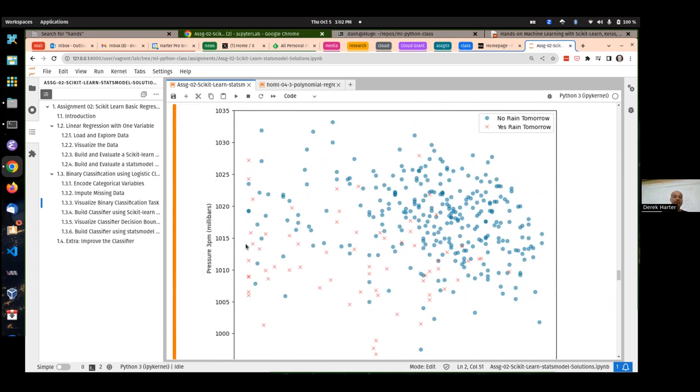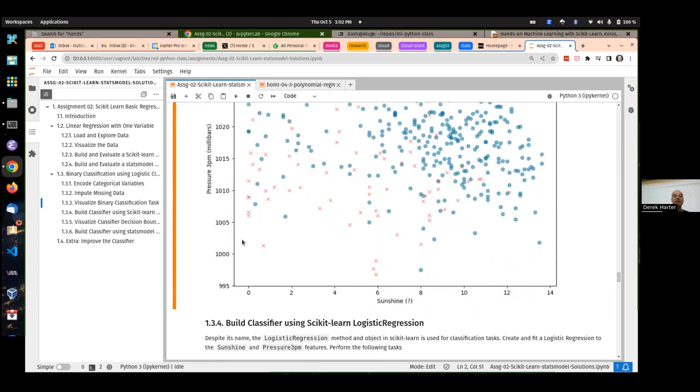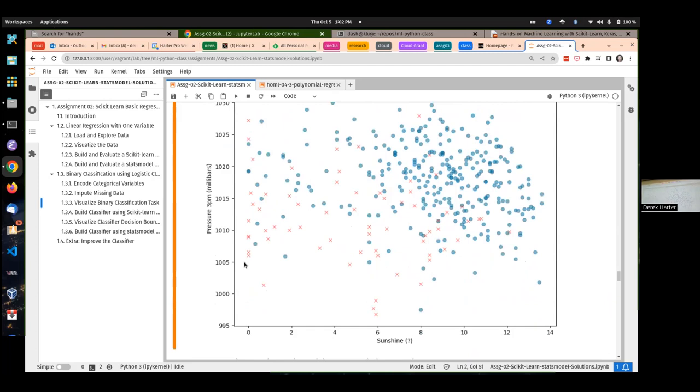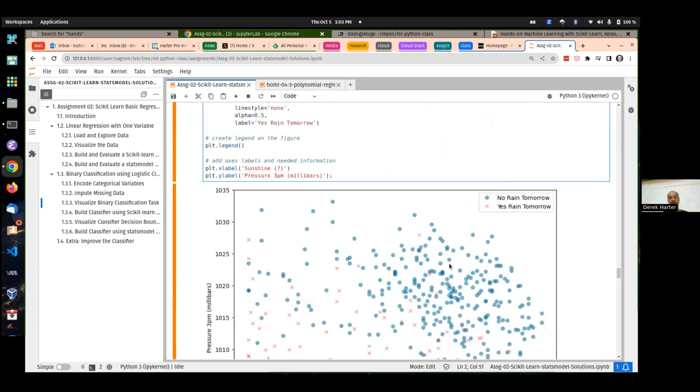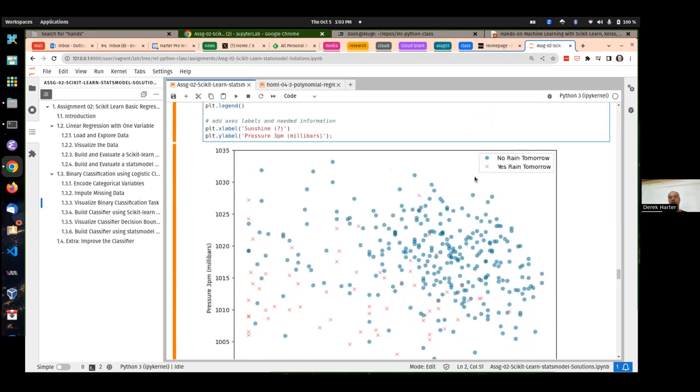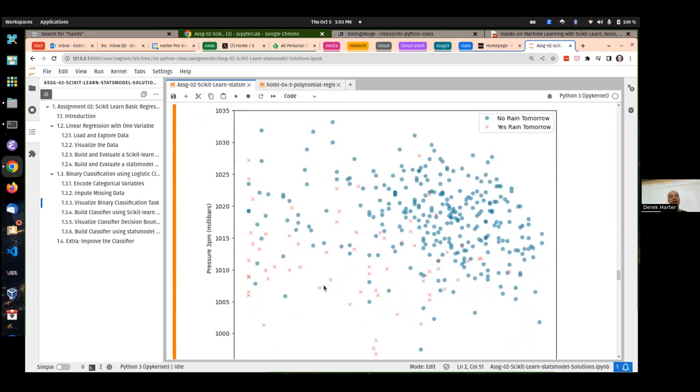So since the two things I selected were both negatively correlated, what you see is that at this corner where they're both the smallest, that's where you're most likely to get the yeses for the label, the one labels, right? And since they're both negatively correlated, when they're both high, that's where you're more likely to get the nos. So we get the nos more up in the upper right and the yeses down here.